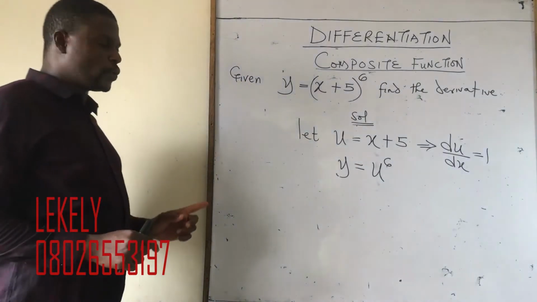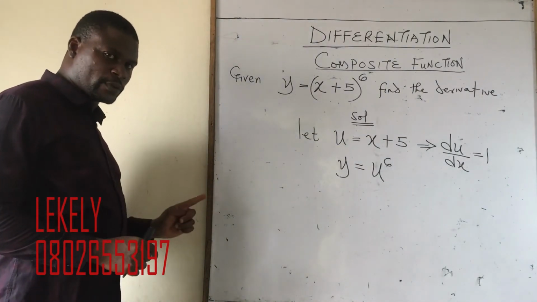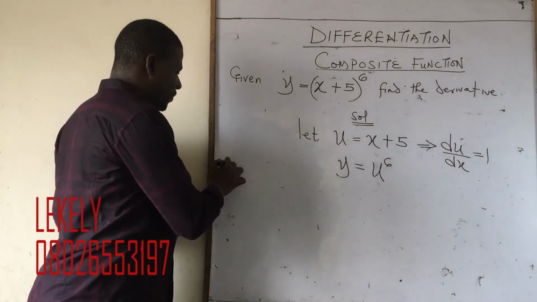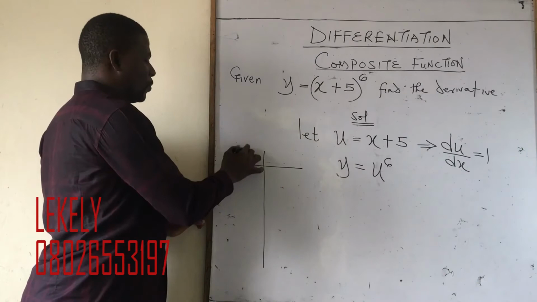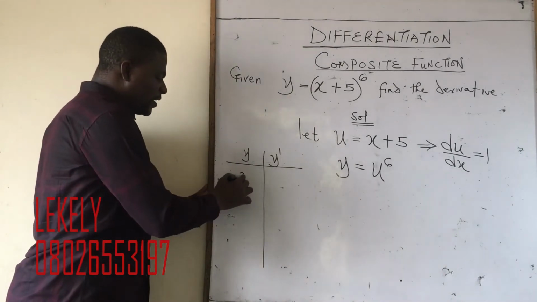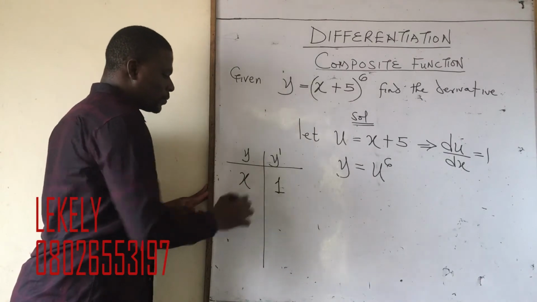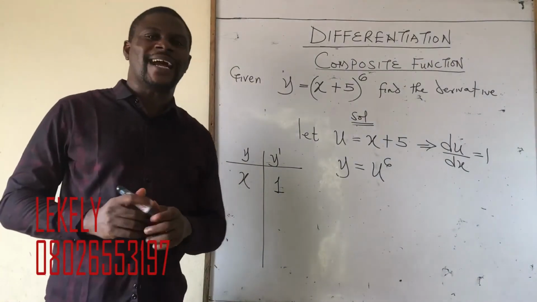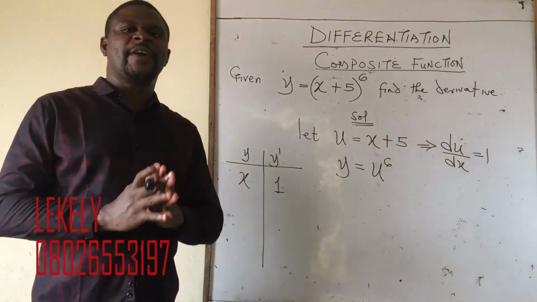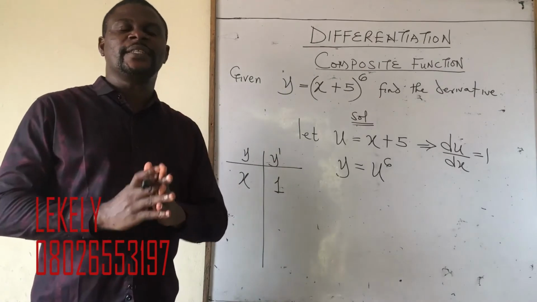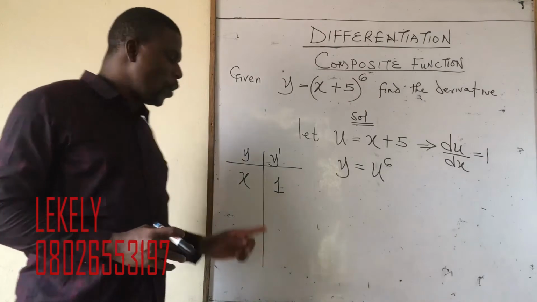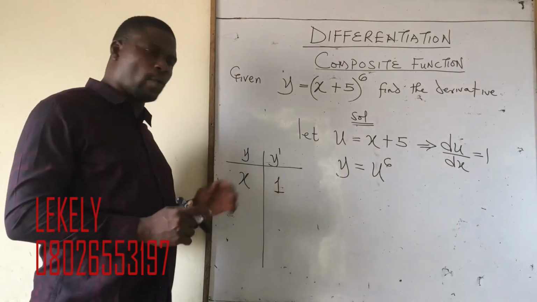Anytime now, I'm going to quickly say some things which I want you to take notes on. Make sure you pause the video and write them down. If I have y, y prime means differentiation. If I'm to differentiate x, it will give me 1. Anytime you are differentiating an ordinary letter, it will always give you 1. Differentiate k, 1. Differentiate p, 1. Differentiate y, 1. Once you are differentiating a letter, it will give you 1.